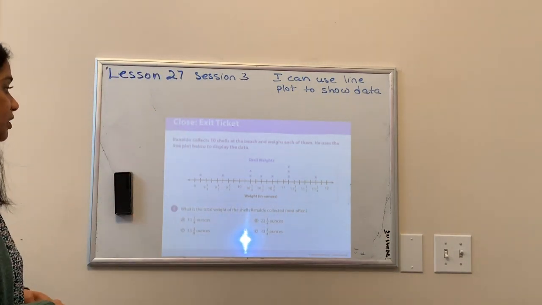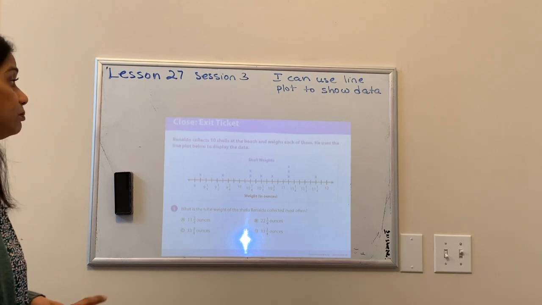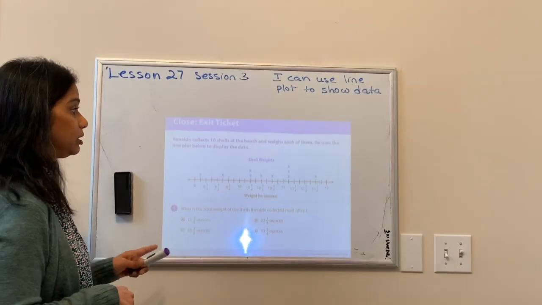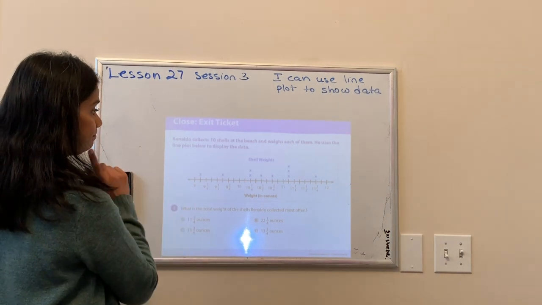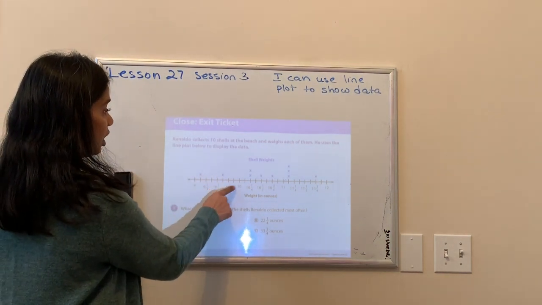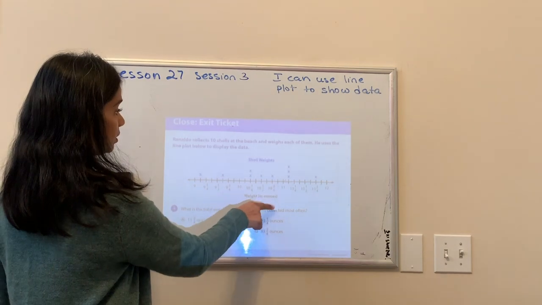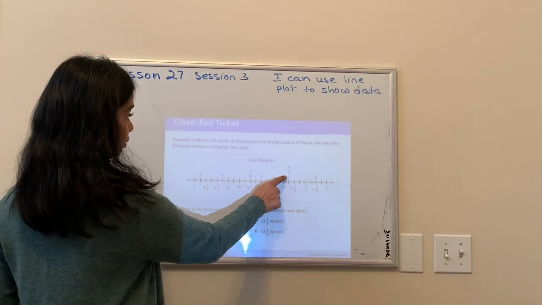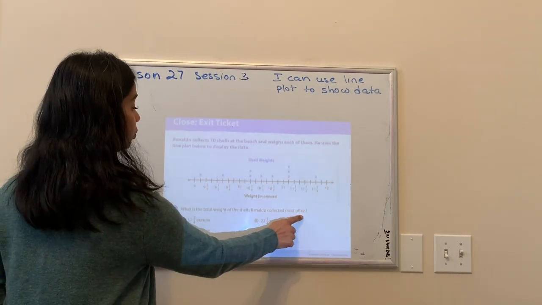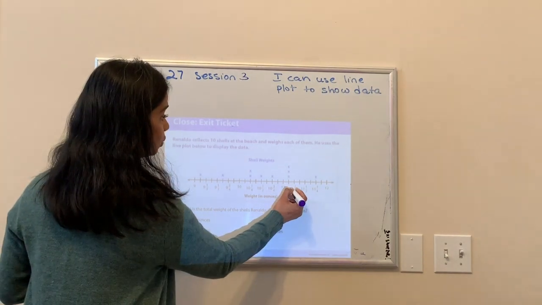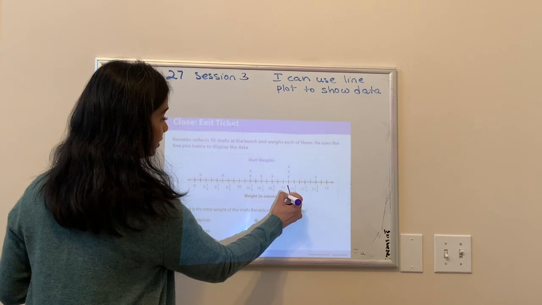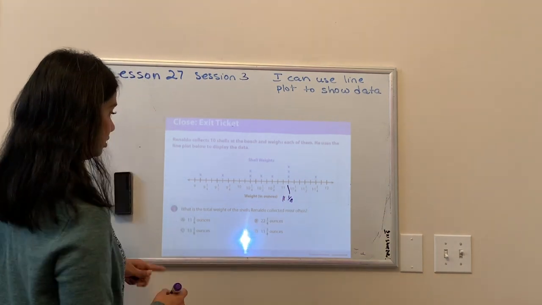What is the total weight of the shells Ronaldo collected the most often? Good question. So how do we know? We look at this and check how many x's we have on the same data plot that is the most. I will say this one, because this one has 3 x's, because it said most often or most frequent, right? So it's right in between here. So I know that's 1/8, that's 11 1/8.